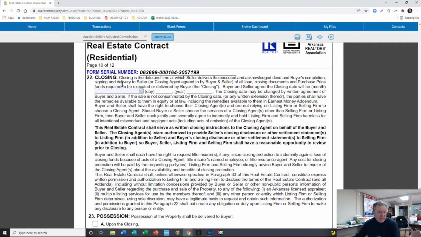Last, on page 10, closing. Again, about 32 days is the magic number, 32 to 35 calendar days from contract to closing date. If they're pre-approved, sometimes you can ask the lender, do you think we could do it earlier, like 20 days? And sometimes they'll say, yeah, I think we can. And they do. So again, talk to the lender, getting permission from your buyer.